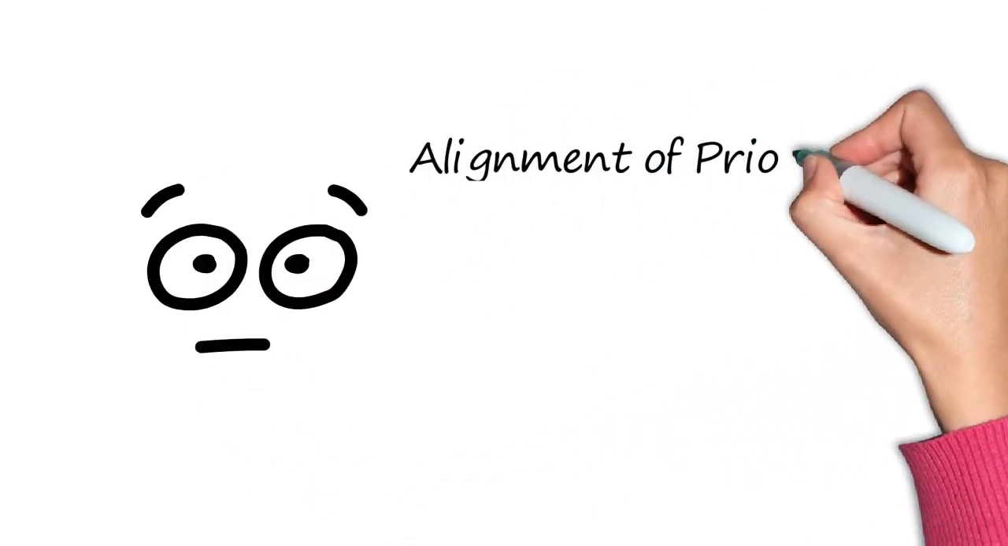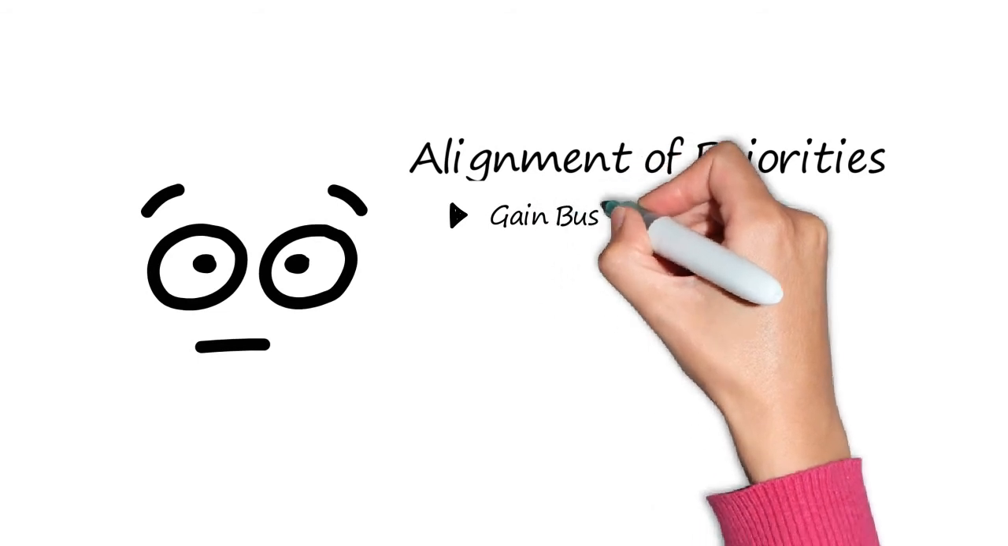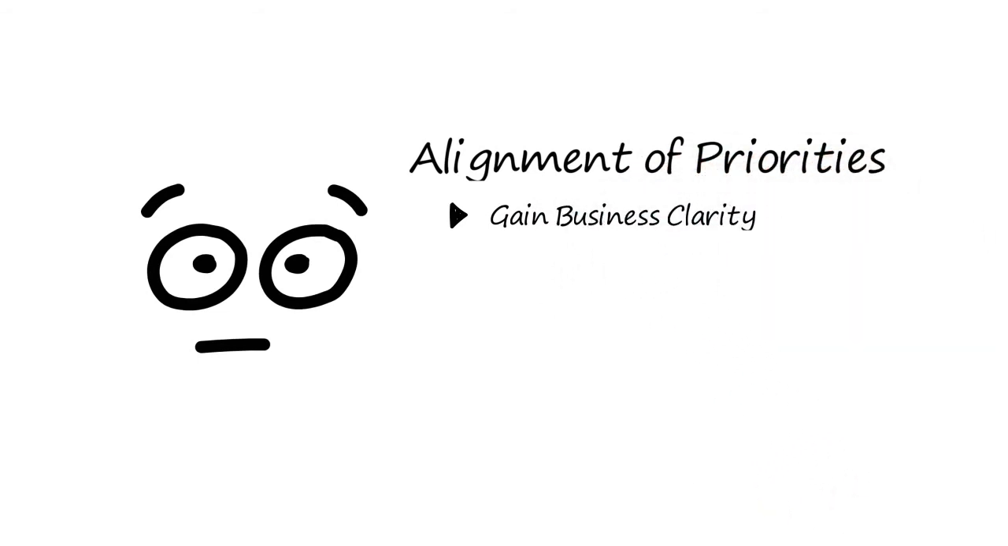So, align priorities to reveal the naked truth about potential initiatives and solutions to avoid getting exposed after time and resources.